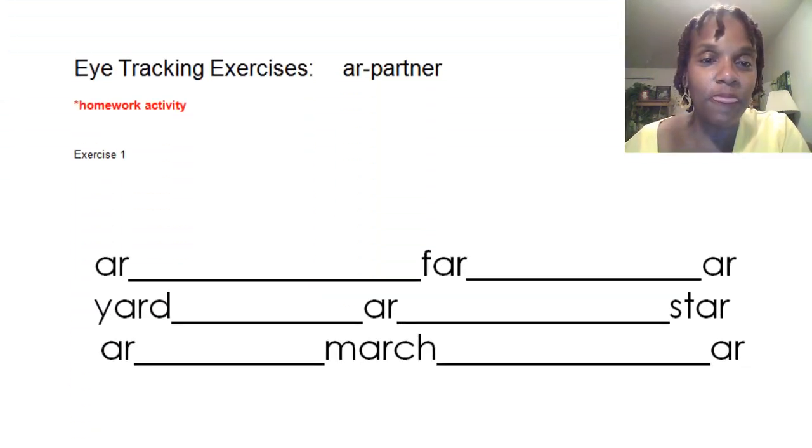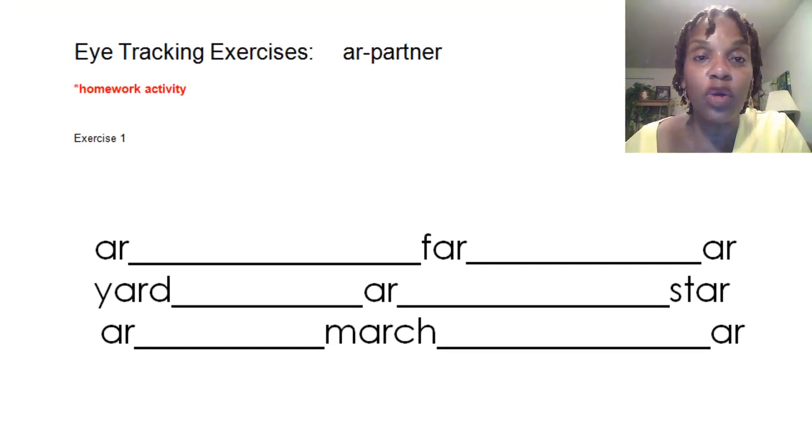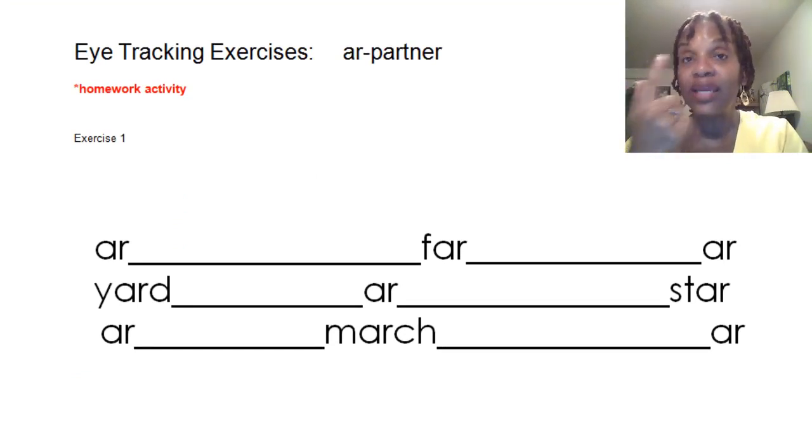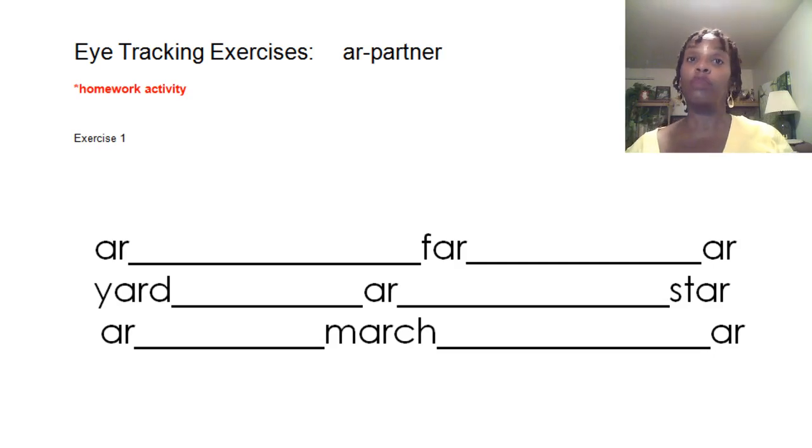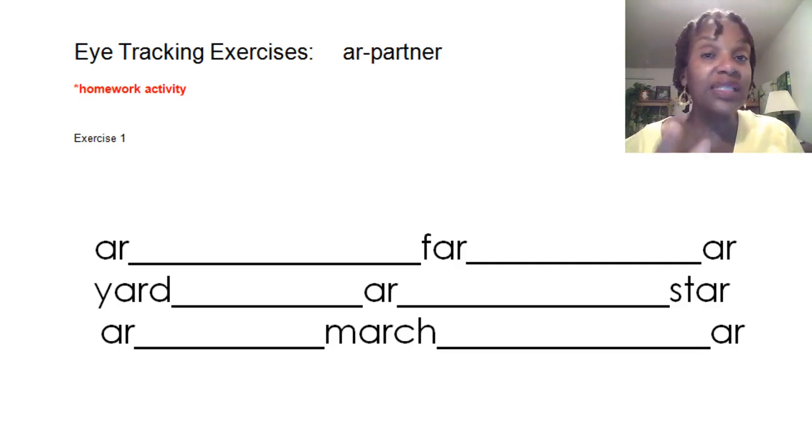All right. So this is a part of your homework whereby you're going to practice tracking, exercising your eye muscles. So you're going to sound out the R partner, or if you see a word that has the R partner, you're going to sound out that word. But you're going to sound them out from the left to the right. And you're going to be tracking with your eyes like so, right? All right, so let's start right here.